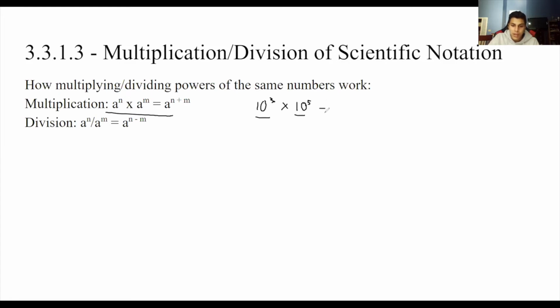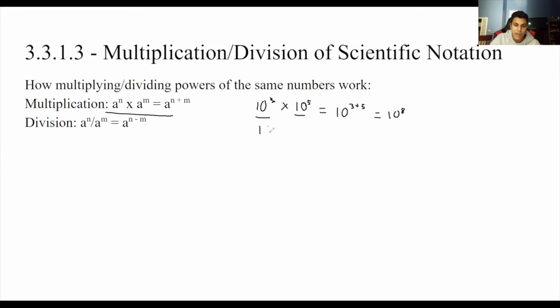So if I multiply these out, then it's going to give me a to the power of n plus m. For 10, which is my a, to the power of 3 plus 5, which is my n plus m. So 10 to the power of 3 times 10 to the power of 5 actually leaves me with 10 to the power of 8, because 3 plus 5 is 8. And the same applies to division.